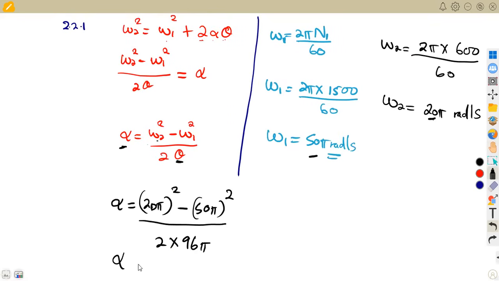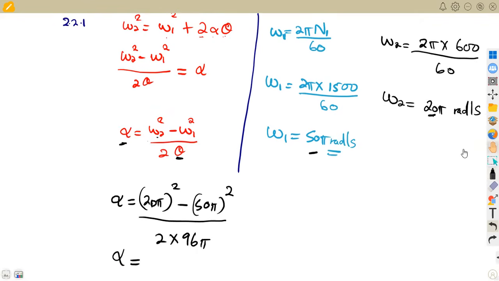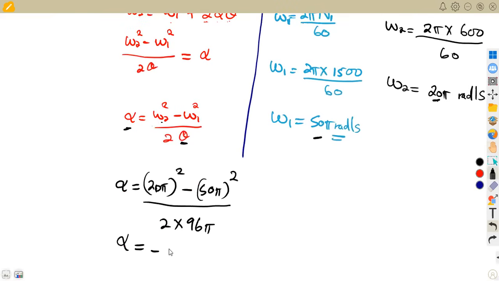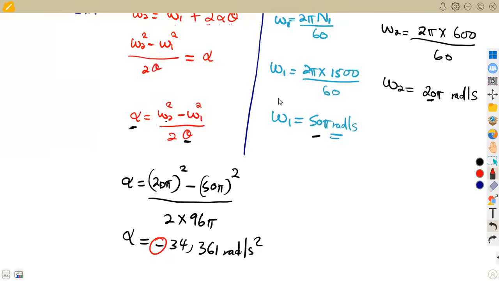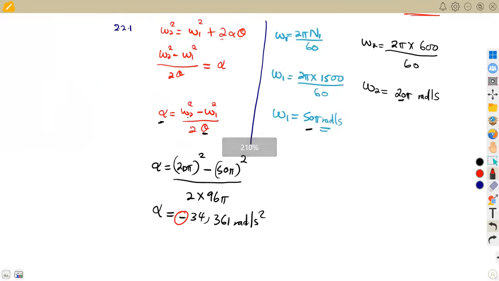All right, so that's it. We have got our angular retardation, which is going to be a negative, so that's negative 34.361 and so forth, in rad per square second. The negative is actually showing us that that's an angular retardation. So you can even leave that negative on your final answer, which is not even a problem.